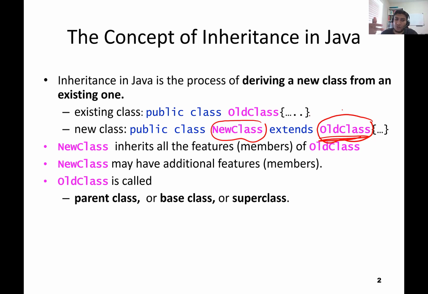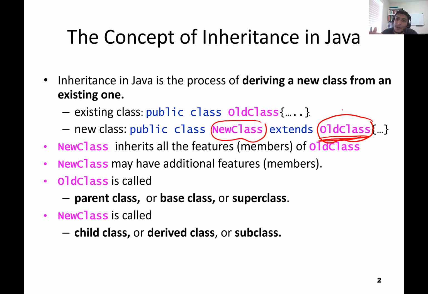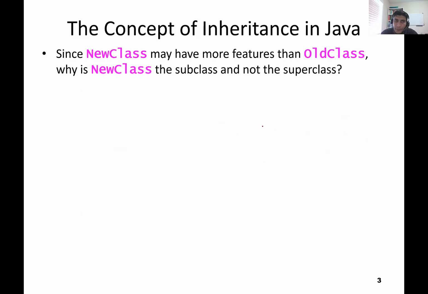In Java, or in OOP in general, we call the old class the parent class, the base class, or the super class. All 3 names exist. You'll find people use these words interchangeably and they mean the same thing. While the new class, the one that extends the original class, we call a child class, a derived class, or a subclass, right?